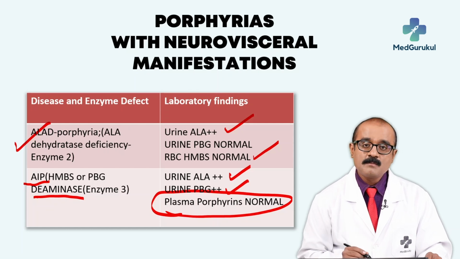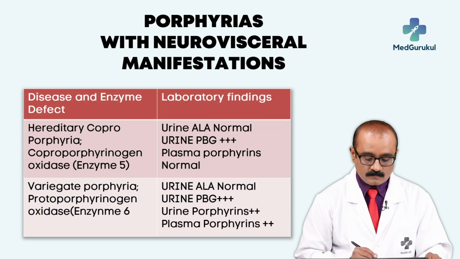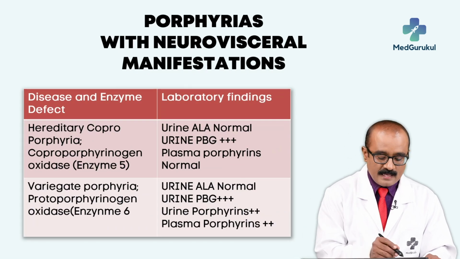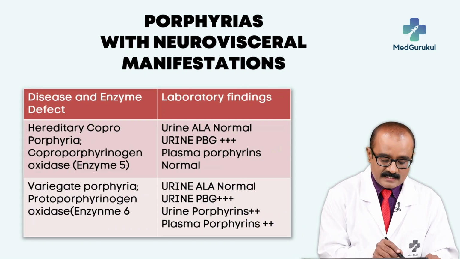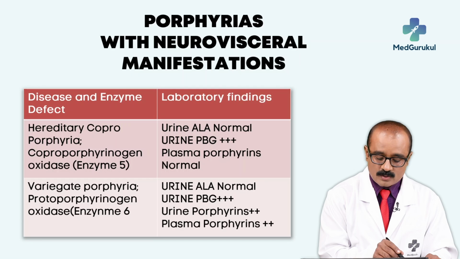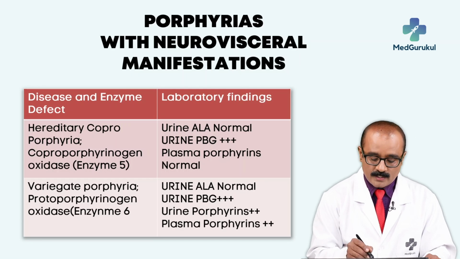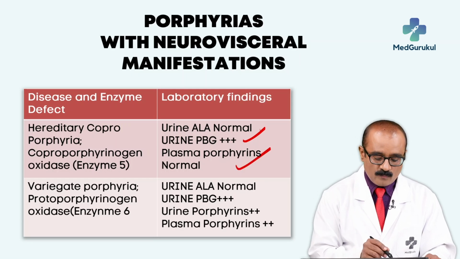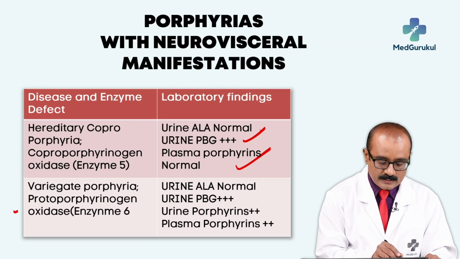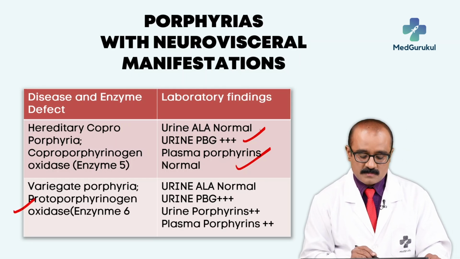So, these are the examples of porphyrias with neurovisceral manifestations. Coming to the other types, hereditary coproporphyria. The enzyme defect is coproporphyrinogen oxidase. Usually in the urine, ALA is normal, but PBG will start accumulating. Plasma porphyrins are usually normal. The other type is variegate porphyria. The enzyme defect is protoporphyrinogen oxidase. Usually it is enzyme 6.